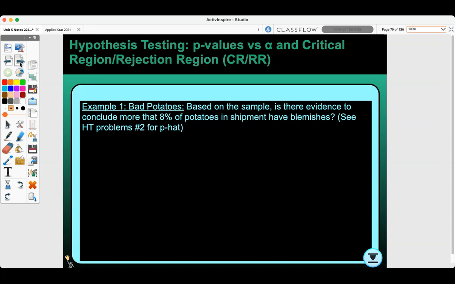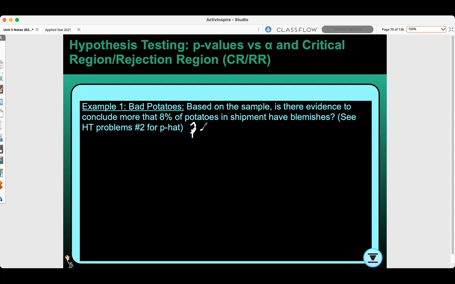Based on the sample, is there evidence to conclude more than 8% of potatoes in the shipment have blemishes? So we need to go back and see our hypothesis test problems, number 2 for p-hat. For this one, our p-hat was 47 over 500, which equals 0.094. We used a significance level of 0.10. Our null hypothesis was p equals 0.08. Our alternative was p is greater than 0.08.